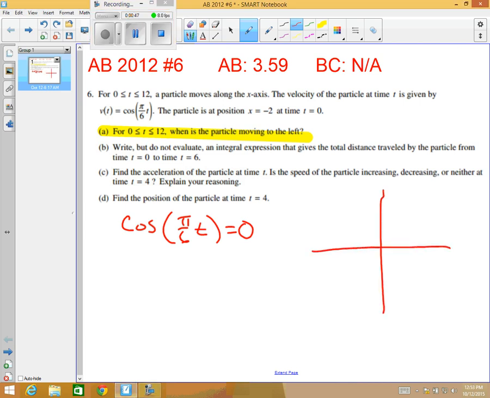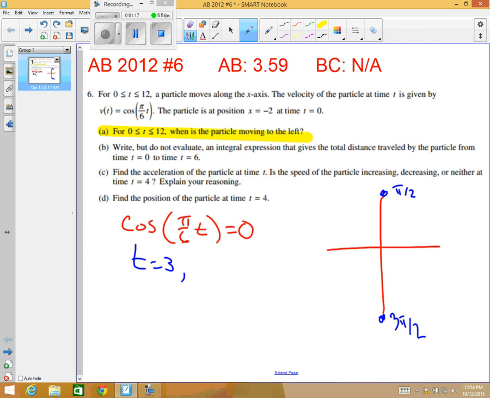If you think back to your unit circle, cosine is 0 over here and over here. I'm lying, that's when cosine is 1. Cosine is 0 here and here, at pi over 2, 3 pi over 2. So I want to ask myself, what value of t is going to give me pi over 2? Well, if t is 3, 3 and 6 cancel and I get pi over 2. So t equals 3 is a good choice.